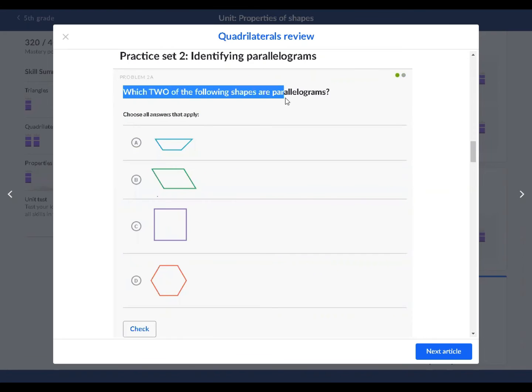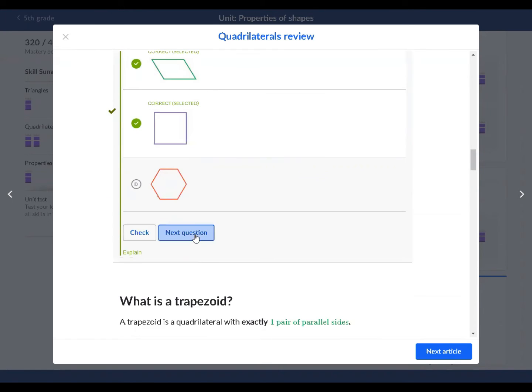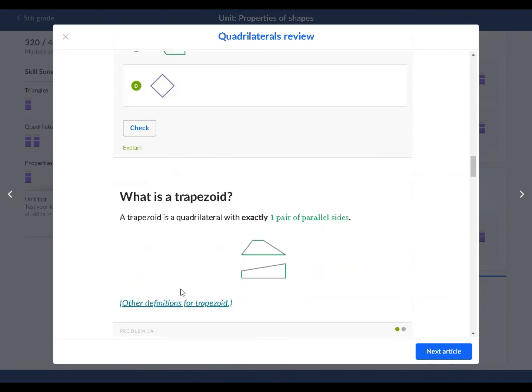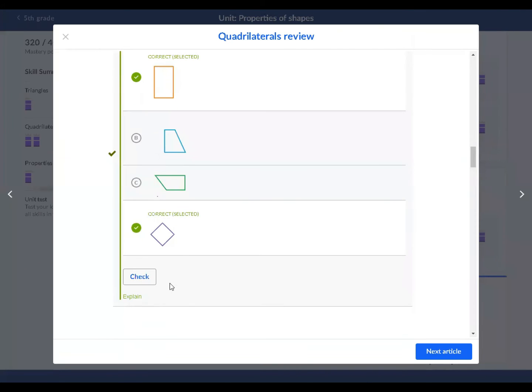Which two of the following shapes are parallelograms? So this can't be a parallelogram. This is a parallelogram, and this is also a parallelogram. Which two of the following shapes are parallelograms? So these both are parallelograms. If you see this figure from an angle, you will realize that this is also a square and also a rhombus. Yeah, that's correct.